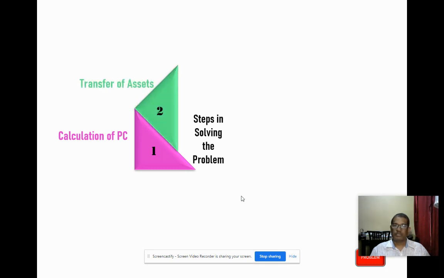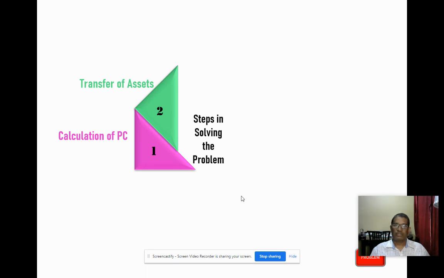Second step is transfer of the assets. In order to solve the problem of absorption, we have to open certain ledgers which are realization account, cash or bank account, purchasing company account, equity shares in purchasing company account, and equity shareholders in the vendor company. We have to transfer all the assets to the debit side of realization account.